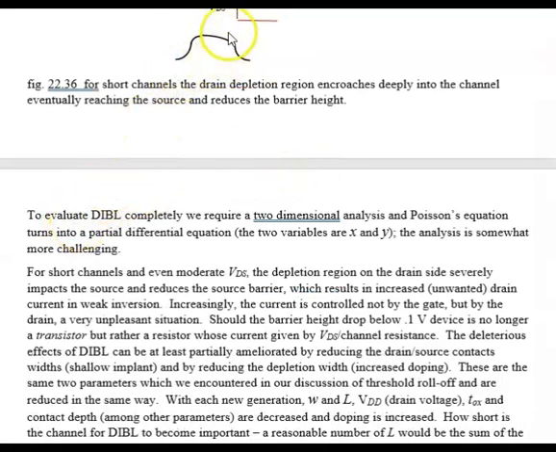Now we can evaluate this. We can actually find out what the shape of this is, which is kind of interesting because the analysis is in two dimensions. It's in the vertical dimension, which we call X, and it also has to do with the along the channel. So it requires two dimensions, and the Poisson's equation turns into a partial differential equation in two variables, x and y. The analysis is certainly more challenging, but it's doable, and there are papers where you can read all about that.